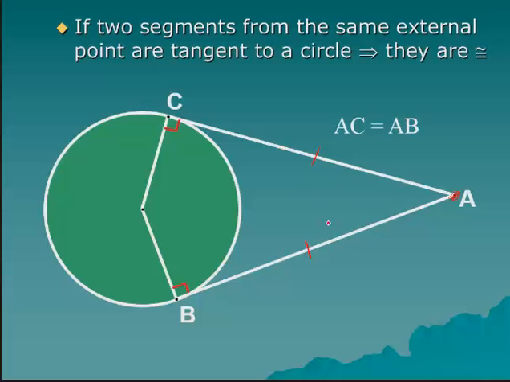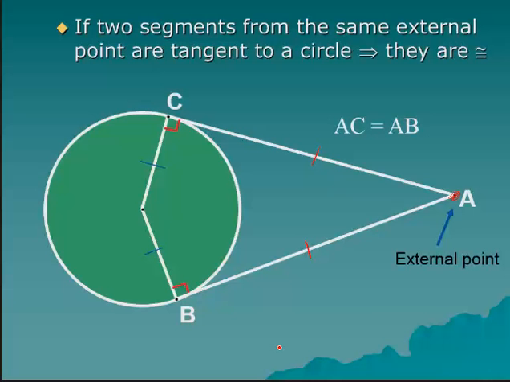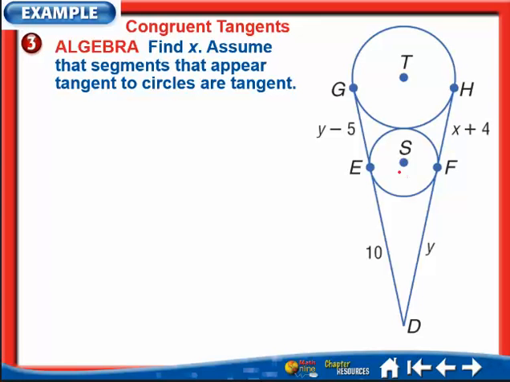So I could set up all kinds of problems here. So here's our external point. Again, the radii are congruent, right? This distance and this distance are the same. So AC and AB are the same. Okay, so let's use that here.